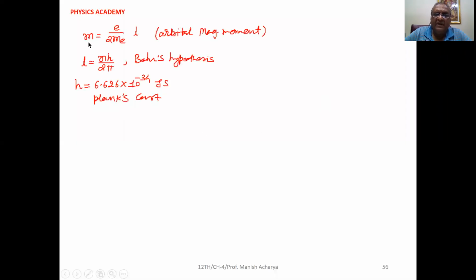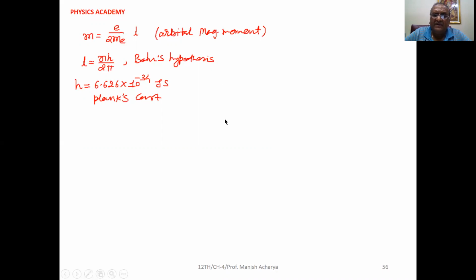Now see, M is equal to e upon 2 m e into L. This is the orbital magnetic moment. Now L, the angular momentum, is equal to n h upon 2 pi as per Bohr's hypothesis. So at present, just remember this thing.